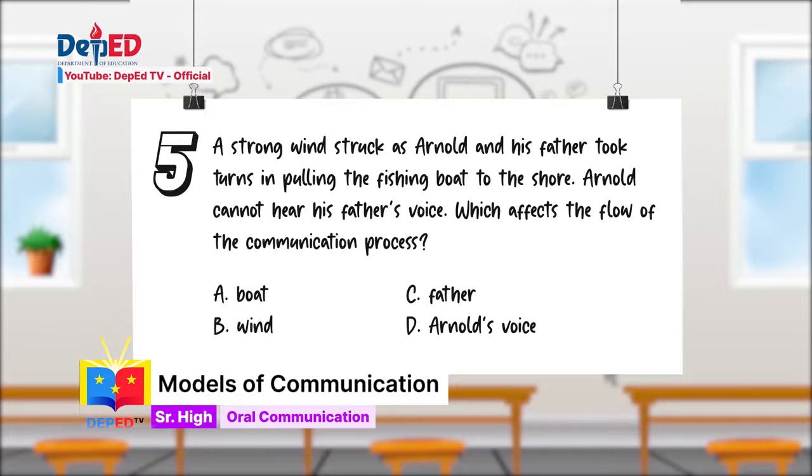Number 5. A strong wind struck as Arnold and his father took turns in pulling the fishing boat to the shore. Arnold cannot hear his father's voice, which affects the flow of the communication process. A. Boat. B. Wind. C. Father. Or D. Arnold's voice.